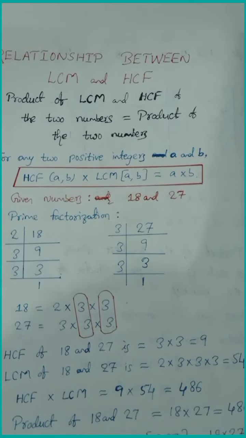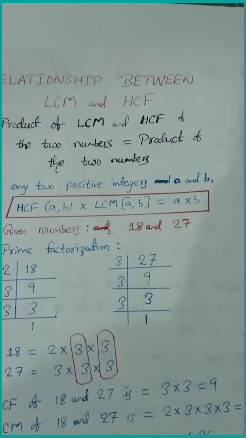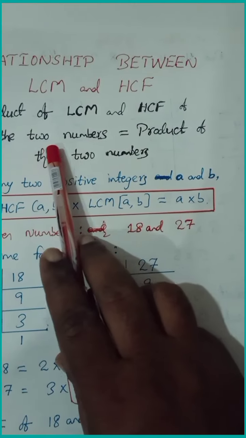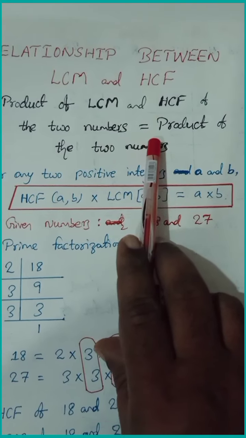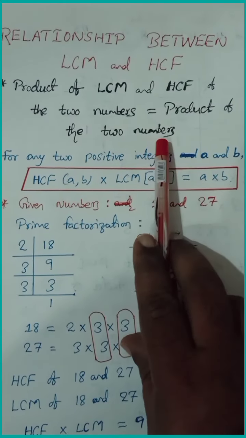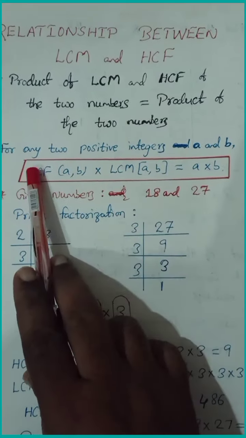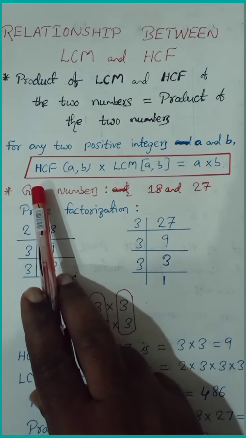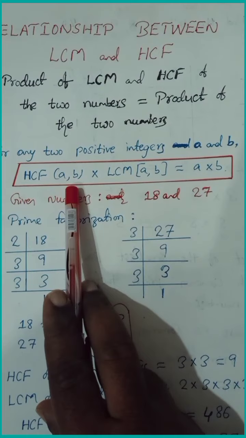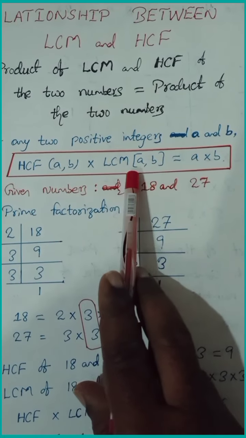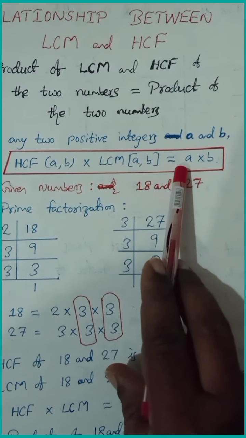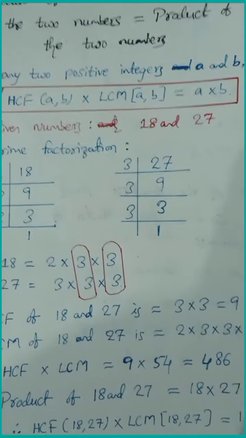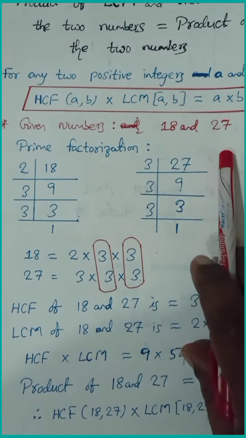Relationship between LCM and HCF. The product of the LCM and HCF of two numbers is equal to the product of the two numbers. For any two positive integers a and b, we write HCF of a, b into LCM of a, b is equal to a into b. For example, here the given numbers are 18 and 27.